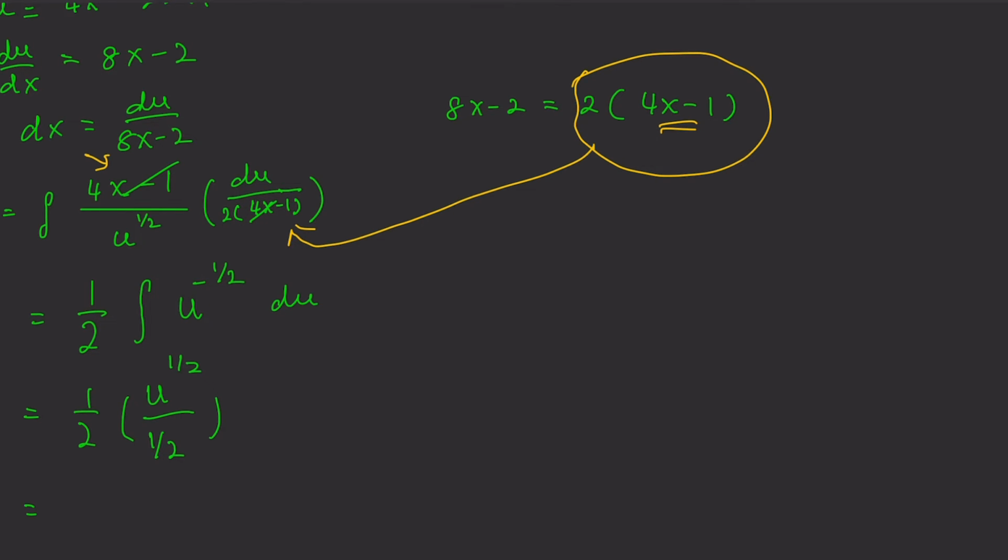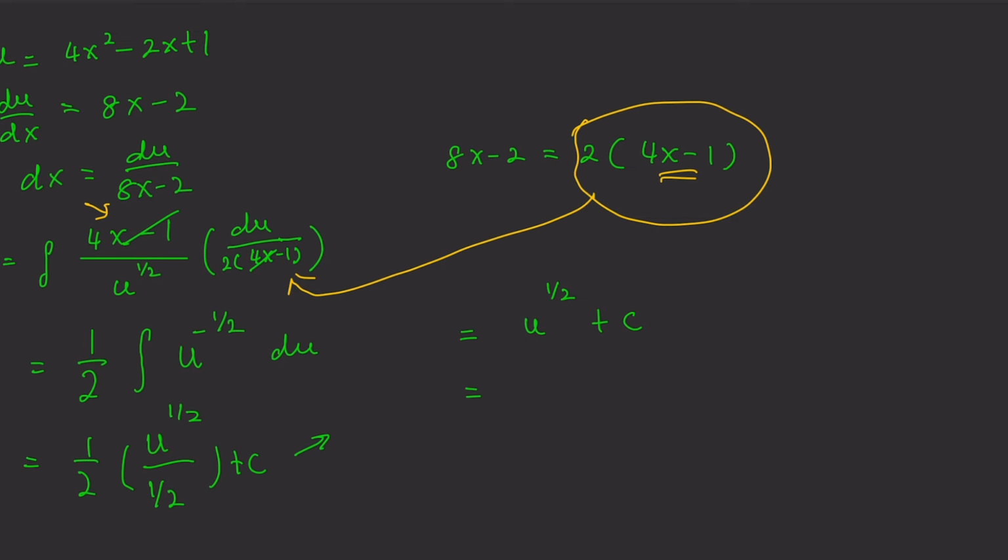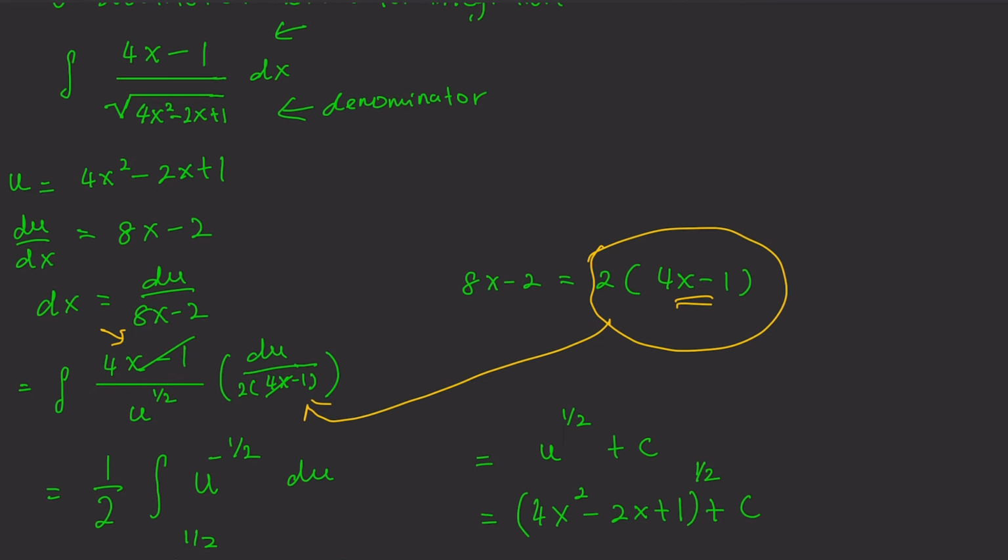And so I'm just going to continue here. The remaining will be u to the power of 1 over 2, right? And then plus c. Okay, and then we take back the original expression, which was 4x squared minus 2x plus 1, and then lastly plus c, and do not forget about the 1 over 2. So that is basically how you want to solve this problem.